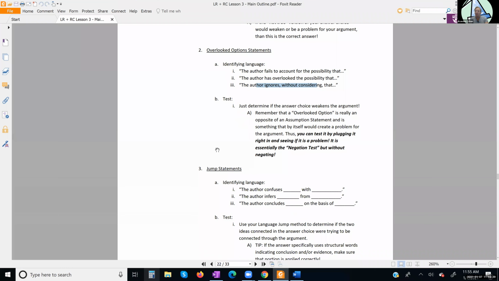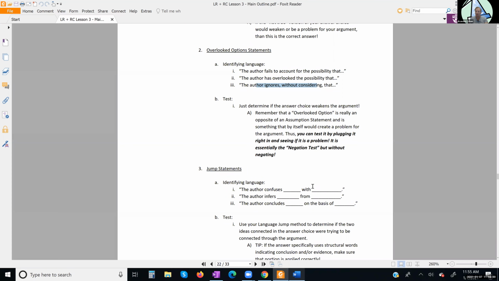Now, third is going to be jump statements. Some answers are going to describe jumps. The author concludes blank based on blank. The author confuses blank with blank. The author infers blank from blank. Obviously, those blanks are going to be filled in. You have to recognize that they are mentioning specific words and trying to say that they are connected. We have to know what a jump is. A jump is when they're talking about this over here and that over there and insinuating they're on target. So when they confuse blank with blank, we have to make sure we see it. For the example I did in the Word document here, it would be the author confuses stealing with immoral.